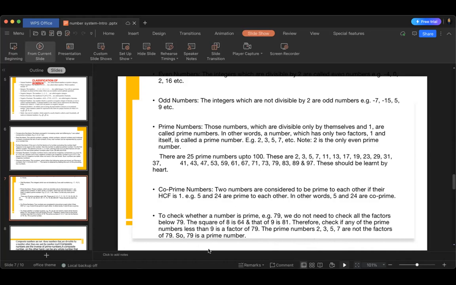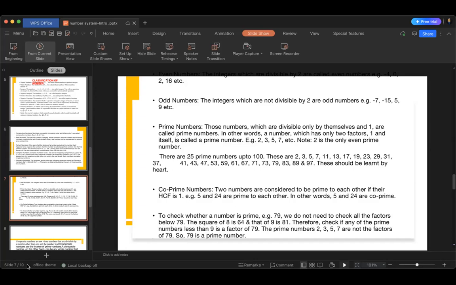So here for 79, none of the prime numbers 2, 3, 5, 7 divides 79. The number 79 is not divisible by any of the prime numbers below 9. So 79 is a prime number. Okay, so this was the concept: we have to check whether a number is prime or not.